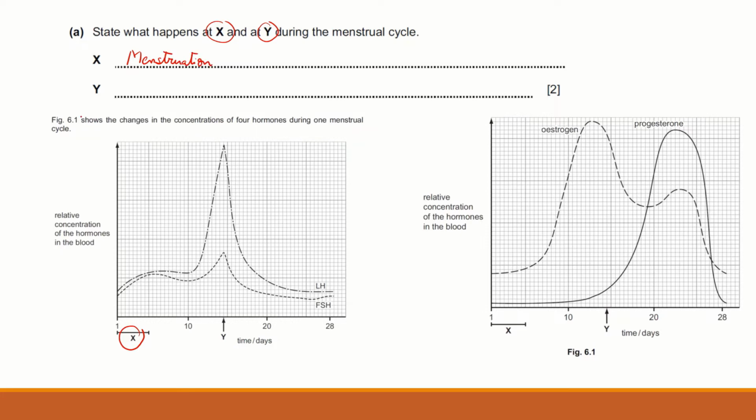Now let's look at what happened in Y. Here you can see Y. If you see over here, you can see the LH hormone. This LH hormone has surged to its highest concentration. So what is the function of LH? The function of LH is to release the egg. And what is release of the egg? That is ovulation. So Y is ovulation.